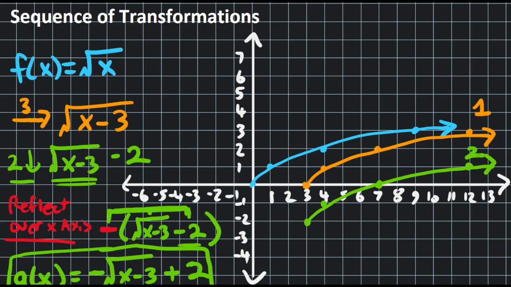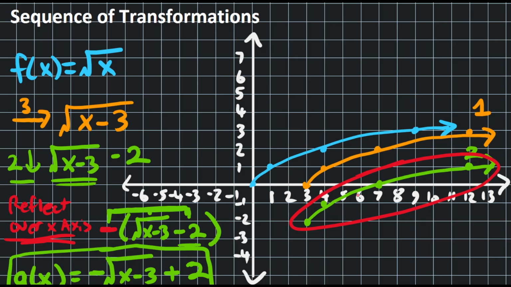So the green function is step 2. So we have the red, we have the green, orange. So we have blue, orange, green, and then the last one we'll do red. So reflecting over the x-axis we'll do in red. So reflecting this over the x-axis, we put a negative in front of the green function.